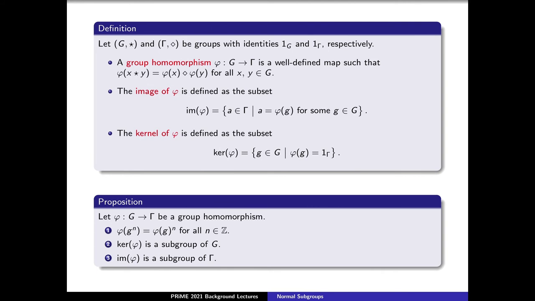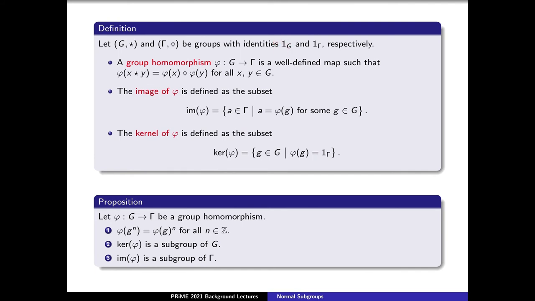The image of the group homomorphism phi is just those elements in gamma that have an input in G that maps to them. In other words, the image is the set of phi of g for some g in G. And now the kernel is defined as all those elements in G that map to the identity in gamma. Here the identities are being viewed from a multiplicative perspective since we're writing 1.